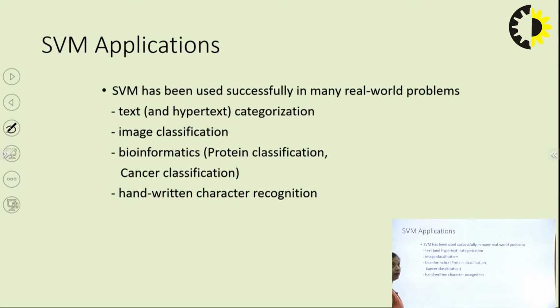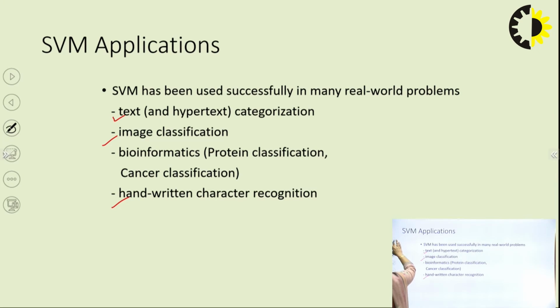We have a wide range of applications. SVM has been applied to different application domains, for example, text categorization, image classification, biometrics and handwritten character recognition. We have a wide range of SVM applications. So, this is our SVM.